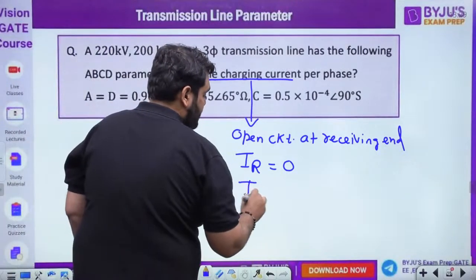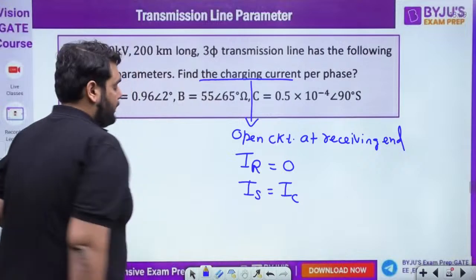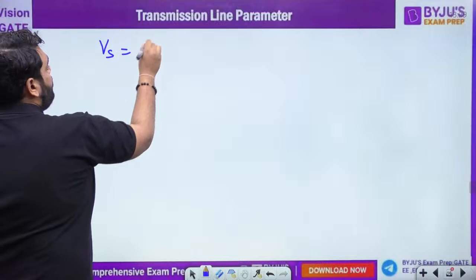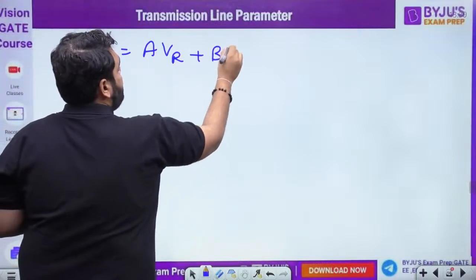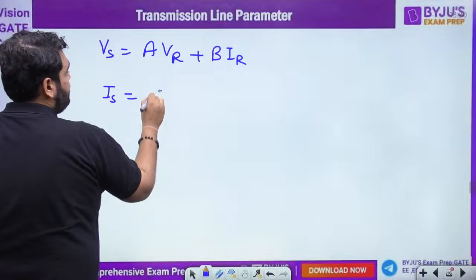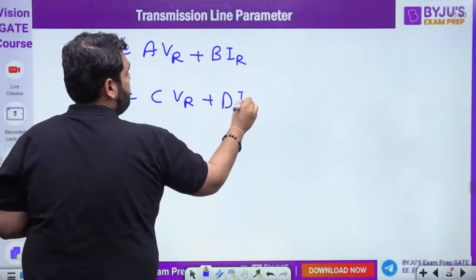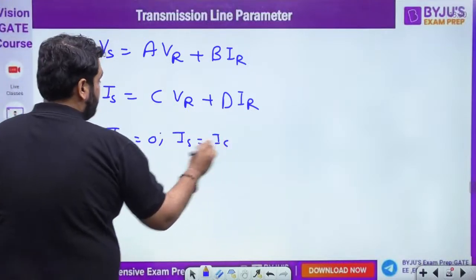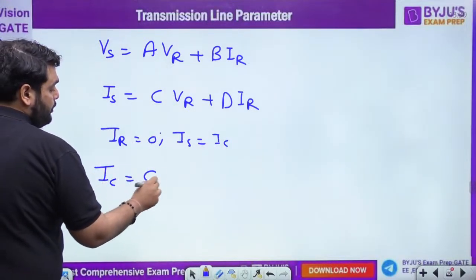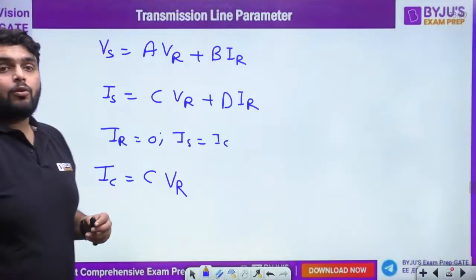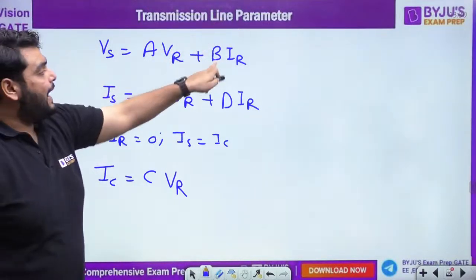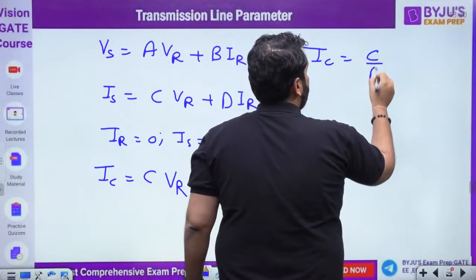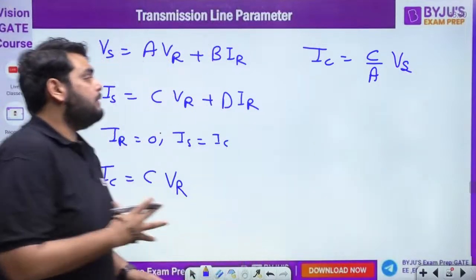Now we can also take IS equal to IC, which is the charging current. If you know the ABCD parameter, VS is equal to A times VR plus B times IR, and IS is equal to C times VR plus D times IR. So if you put IR equal to 0 and IS equal to IC, what you will get? Charging current is equal to C times VR. Now what is VR here? Because IR is 0, VR is VS by A. So charging current comes out to be C by A times VS.